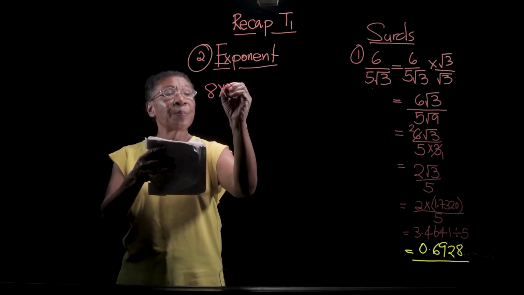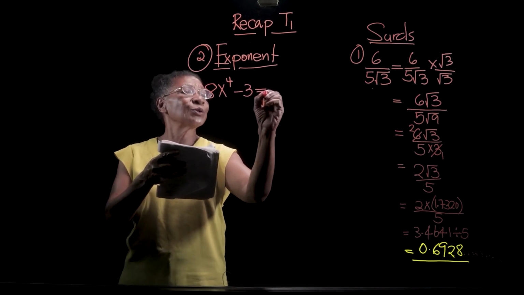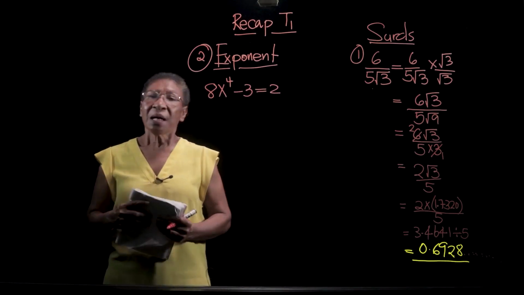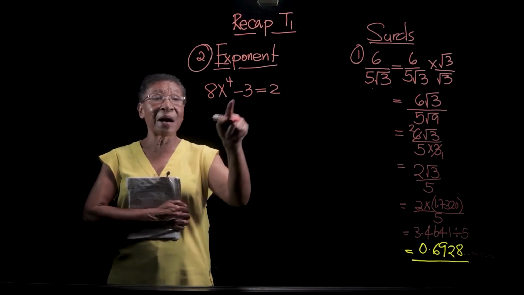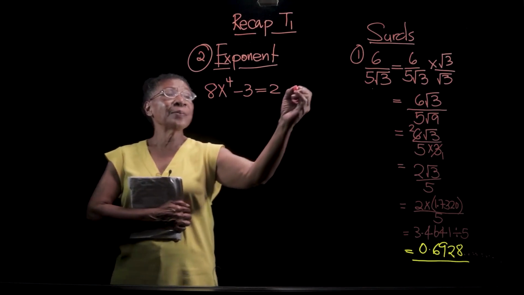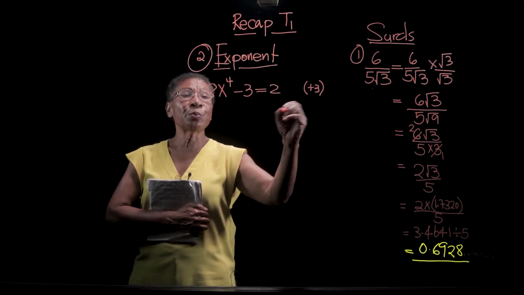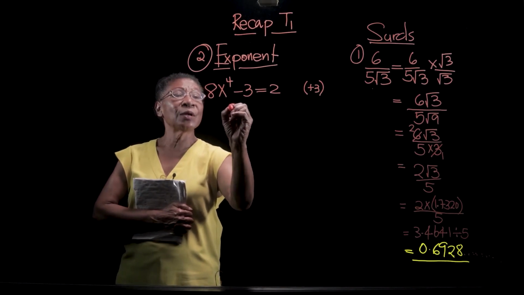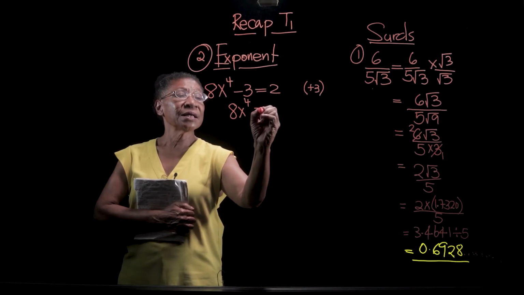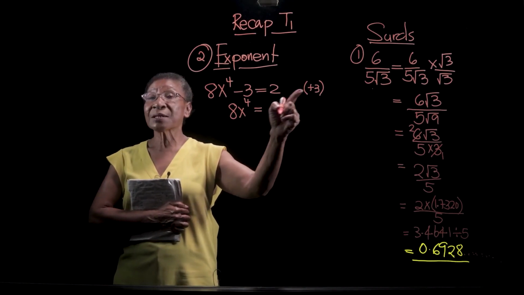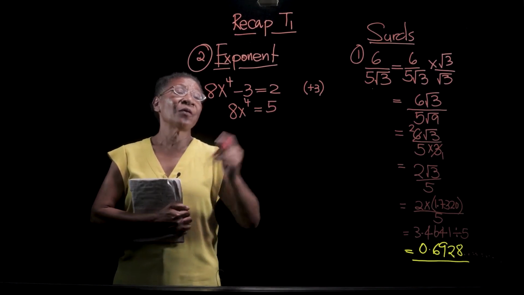8x to the power of 4 subtracting 3 is equal to 2. The first step that we need to do is to get rid of the minus 3. And the opposite of that is a plus 3. You need to do it to both sides. And it gives you 8x to the power of 4 is equal to 2 plus 3 equals 5. So you have 5 here.